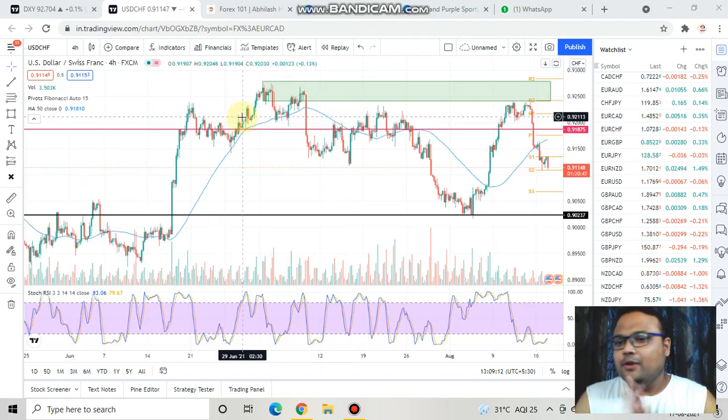If we look at the overall trend of the market here, it looks very confusing because there is no proper trend present on the chart. Generally, the overall trend is either towards the upside or towards the downside. But if you look at the chart of USD CHF, there is no proper trend. It looks like a sideways or choppy market. So the overall trend is confusing.